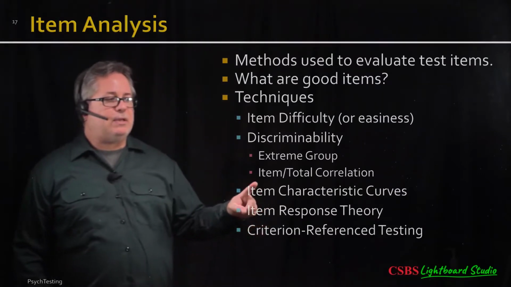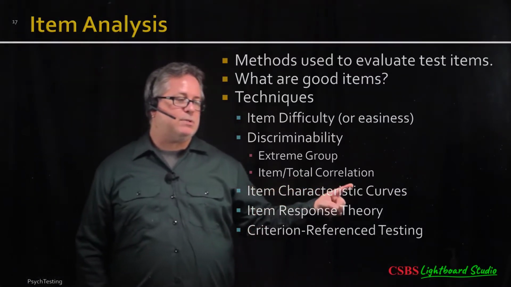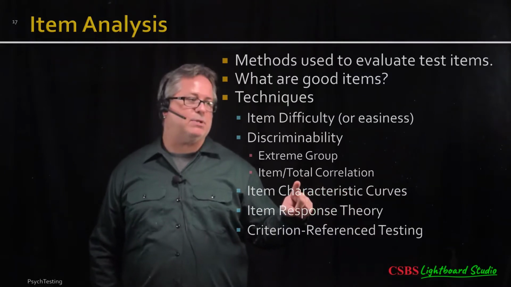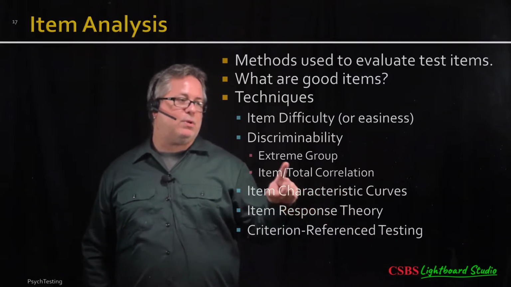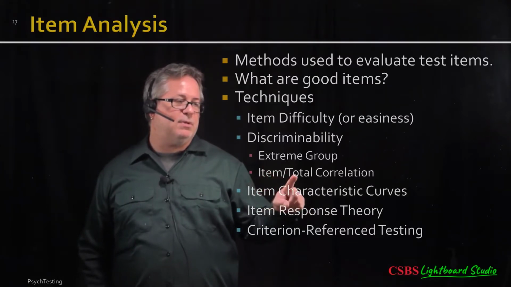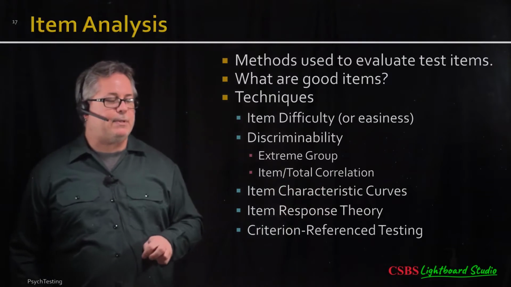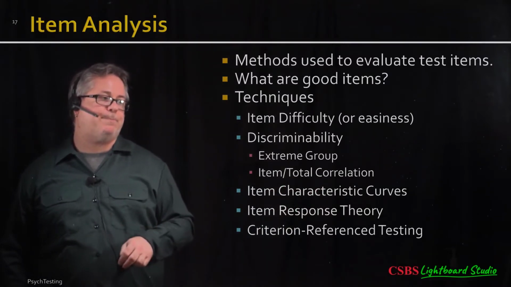So we can look at things like item-total correlations. I take the total of all the items on a scale, like adding up all the depression items. I can then correlate each item with the total, and those items with a higher correlation are more discriminating than items with lower correlations.